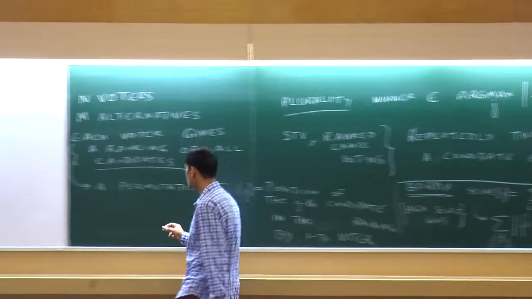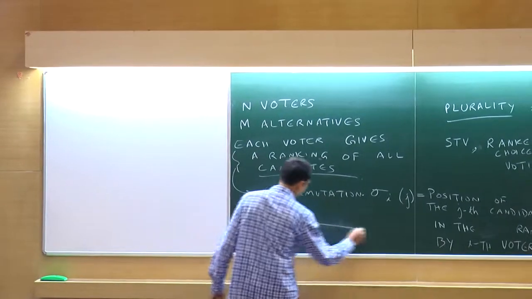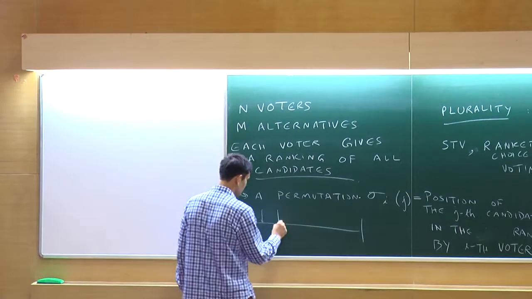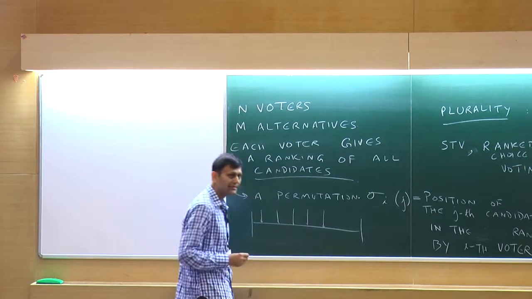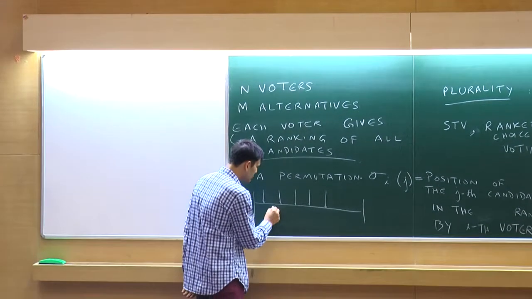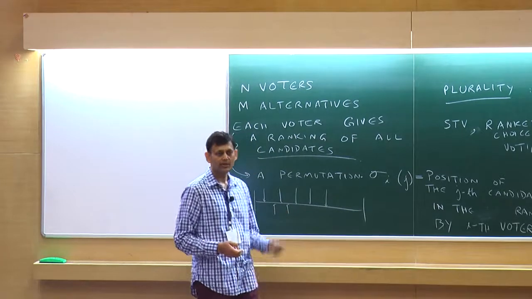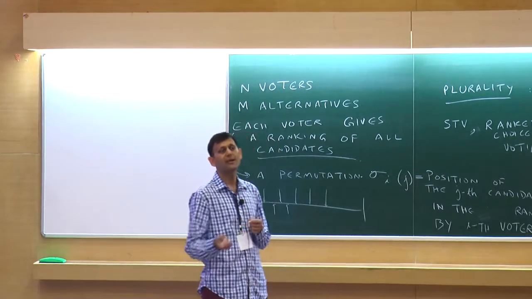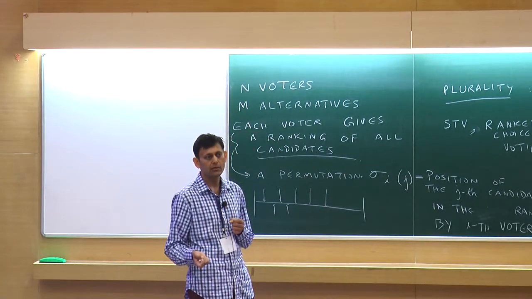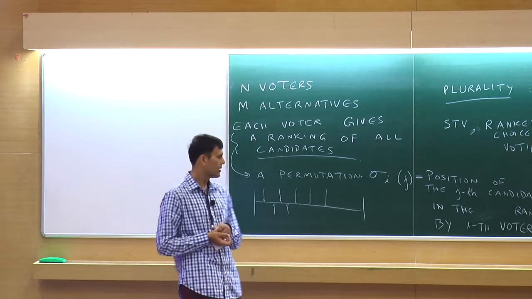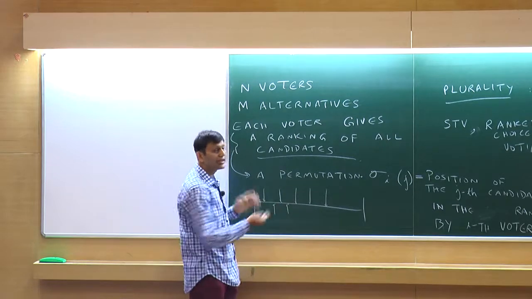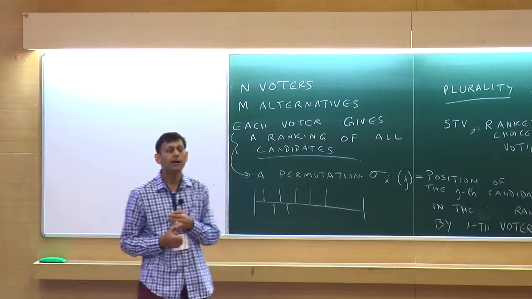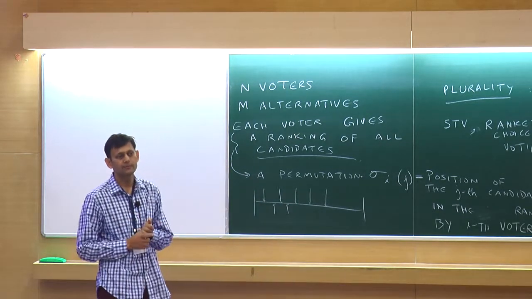So you could say that the candidates are points on a line. Okay, so these are candidates. You could assume that the voters are also points on a line, and that a voter's ranking is determined by how far the candidate is from the voter. Well, I mean, why a line? You could say that a voter's ranking depends on how far you are in any metric space.